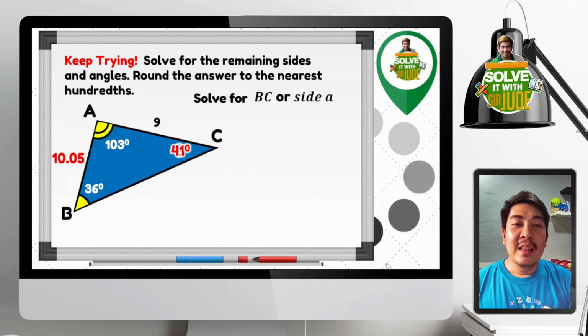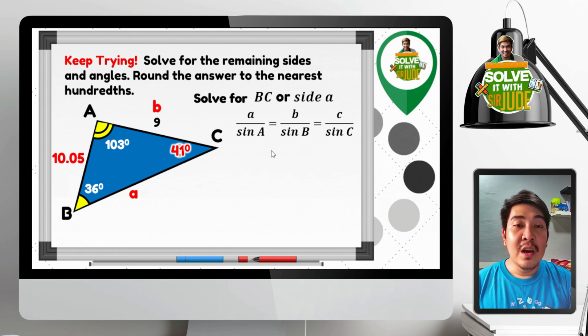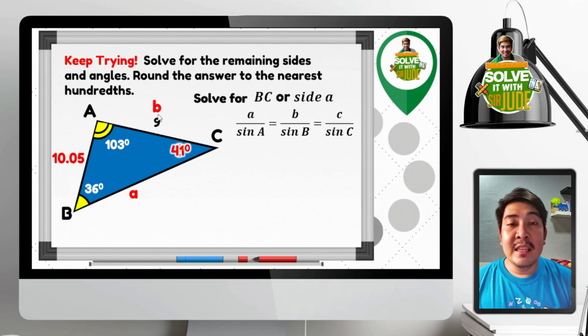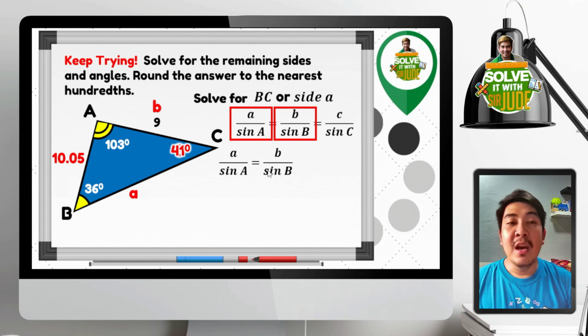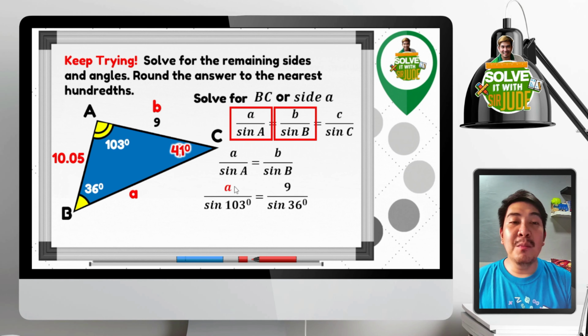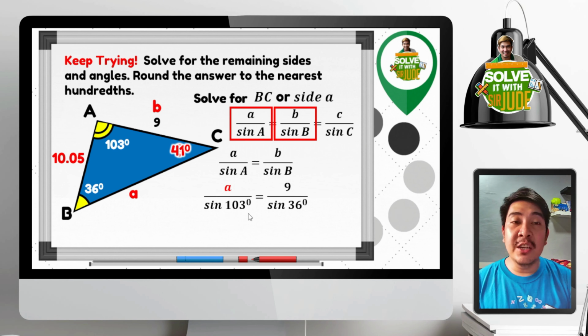So the last one, let us solve for the length of BC or simply side A. So again, we are given with the length of side B which is 9 and we are to find the length of side A. So using the Sine Law, what formula are we going to use? What ratio will relate the given side B and the unknown side A? So we have these two ratios. Let us equate them. So we have A over sine A is equal to B over sine B. So let us substitute. So that will now be A over sine 103 degrees, since angle A measures 103 degrees, is equal to 9 over sine 36 degrees.